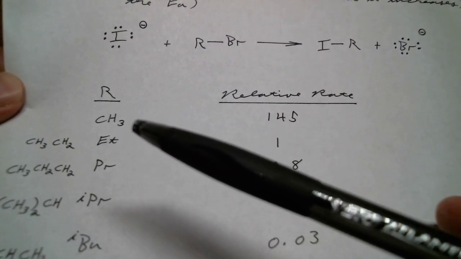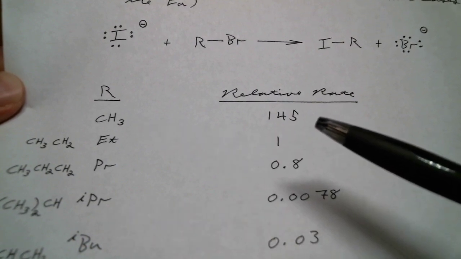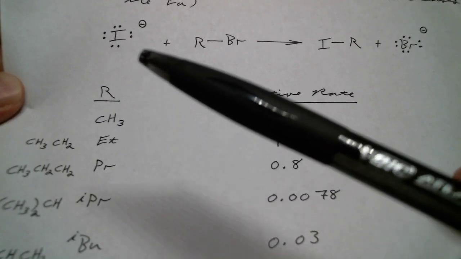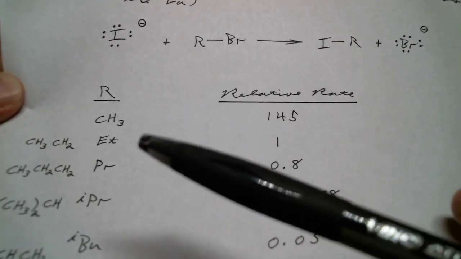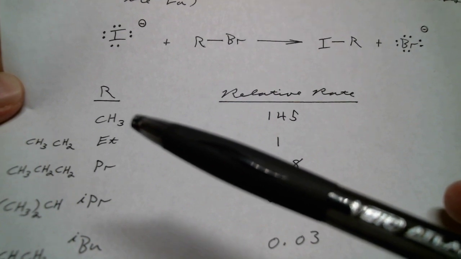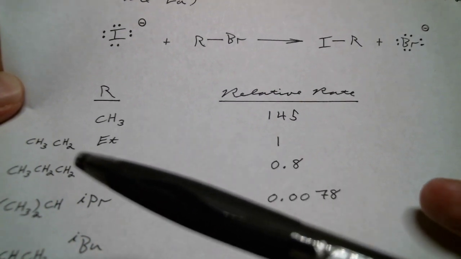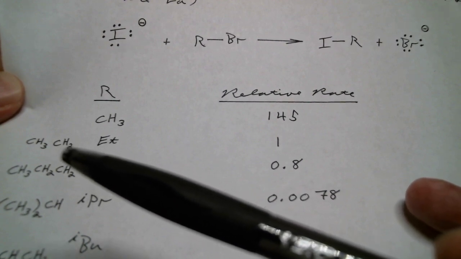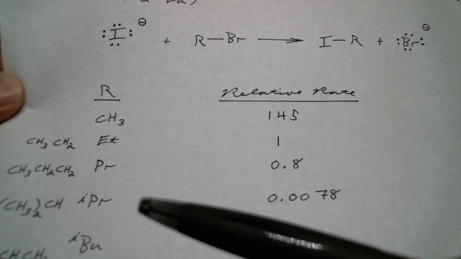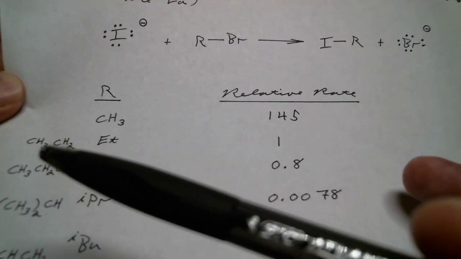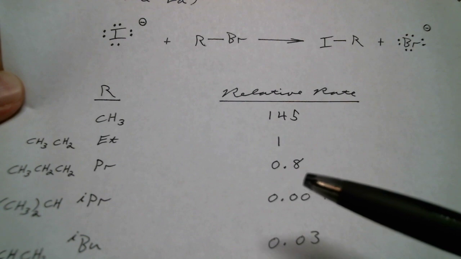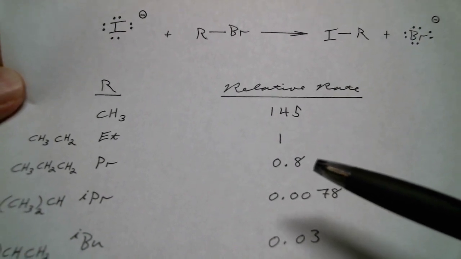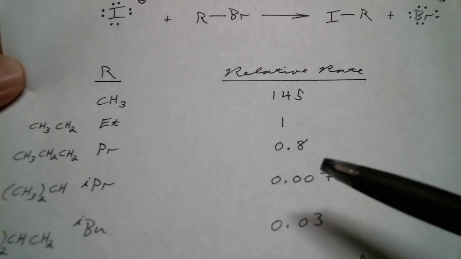If R is ethyl, our reaction goes 145 times faster. Of course, the methyl group is easier for the iodide to negotiate because it only has 3 hydrogens hanging off of it than the ethyl group, which has 2 hydrogens and a methyl group hanging off of our reactive carbon electrophilic center. If we extend this further and we go to propyl, maybe we only decrease the reaction rate by a small amount. So in terms of a relative rate, we're at 0.8.